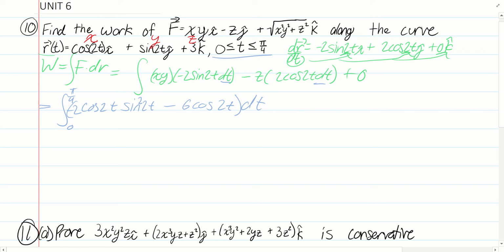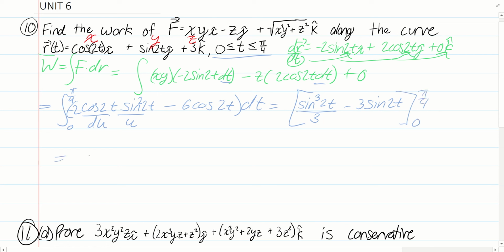So now we can integrate, 0 to pi over 4. So this would be our u, this would be our du. So when we integrate, this becomes sine cubed 2t over 3, and this becomes minus 3 sine 2t, from 0 to pi over 4.